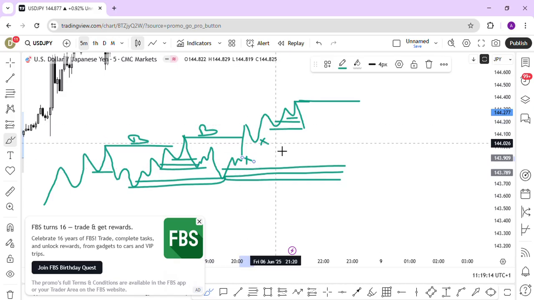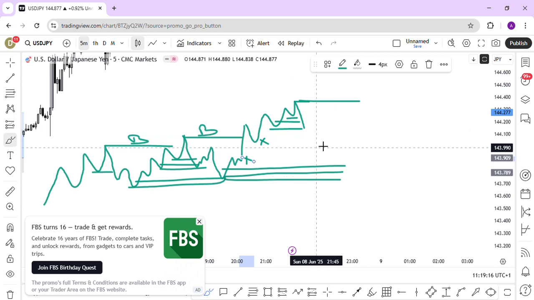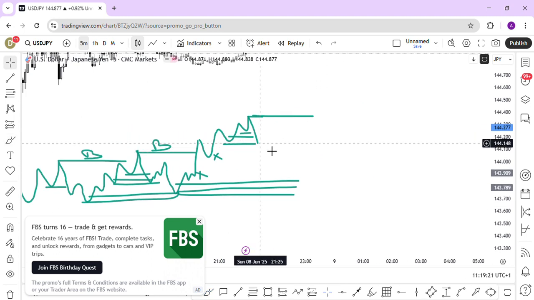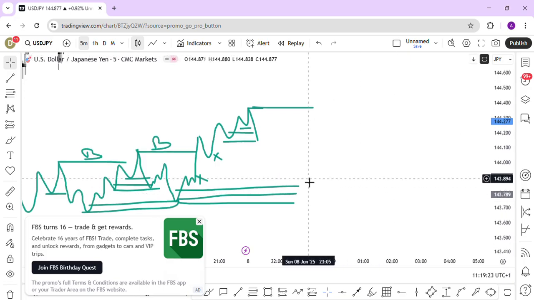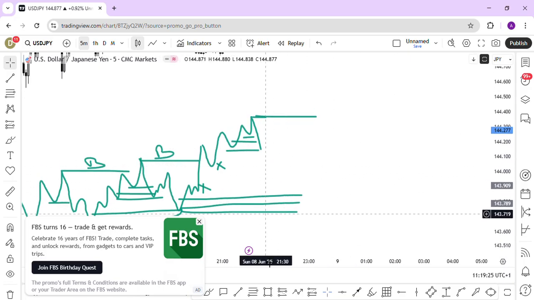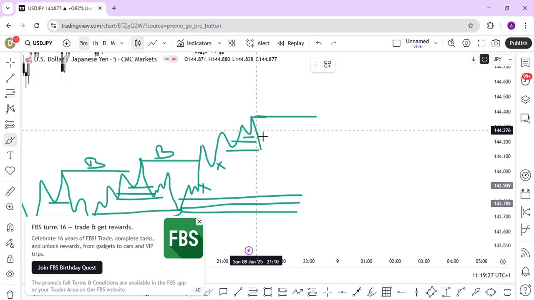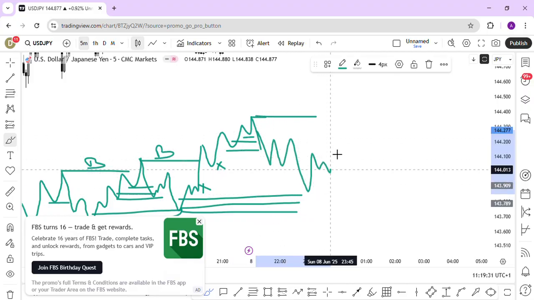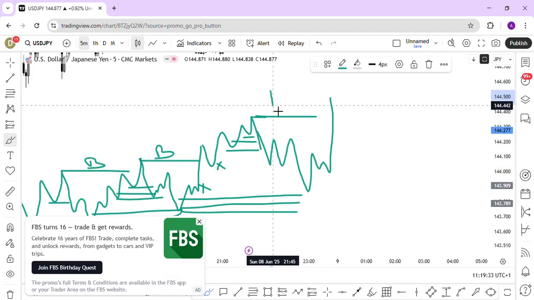We only use two order blocks to enter the market. And most times the market respects them. You know, no strategy is 100%, but most times the market respects them. So you look for this mitigation, then boom.